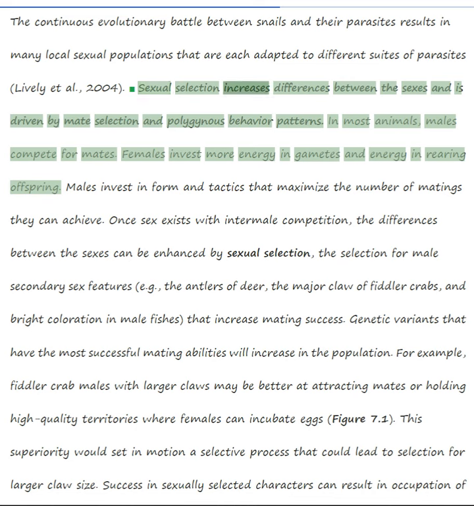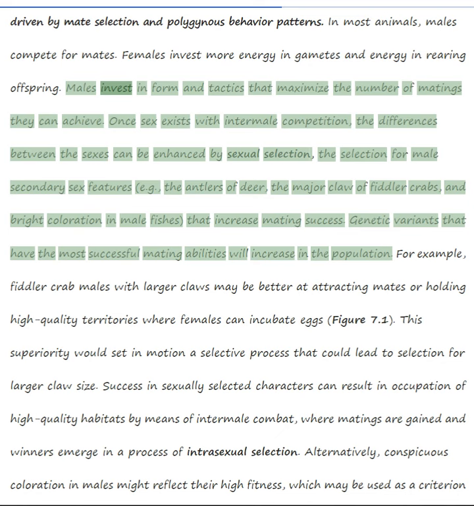Sexual selection increases differences between the sexes and is driven by mate selection and polygynous behavior patterns. In most animals, males compete for mates. Females invest more energy in gametes and in rearing offspring. Males invest in form and tactics that maximize the number of matings they can achieve. Once sex exists with inter-male competition, the differences between the sexes can be enhanced by sexual selection, the selection for male secondary sex features that increase mating success.